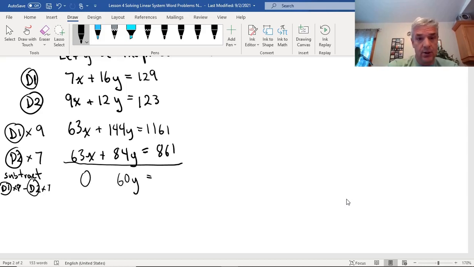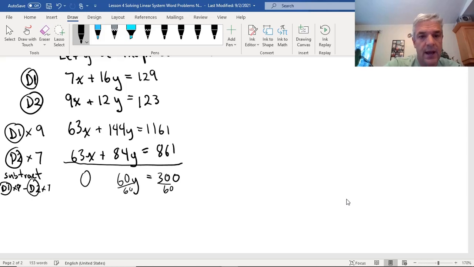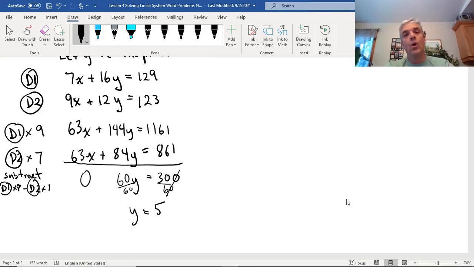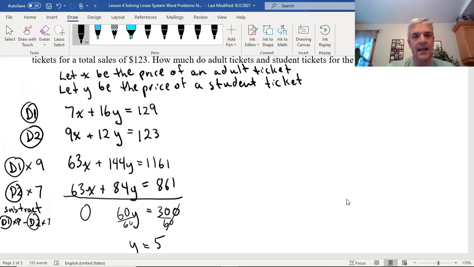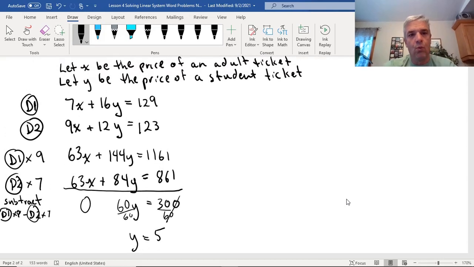1161, well, that's 0, 0, and that gives me 300, okay? And y will then be, now I'm going to just solve for y, so I got 0 over here, that's gone, so I divide by 60, and I divide by 60, so that'll cancel these two. This will leave me with y equals 5. And now I know the price of a student ticket. I know what y is because I said let y be the price of a student ticket, and y is 5. And so I'm kind of half done my question, but I don't know the price of an adult ticket.